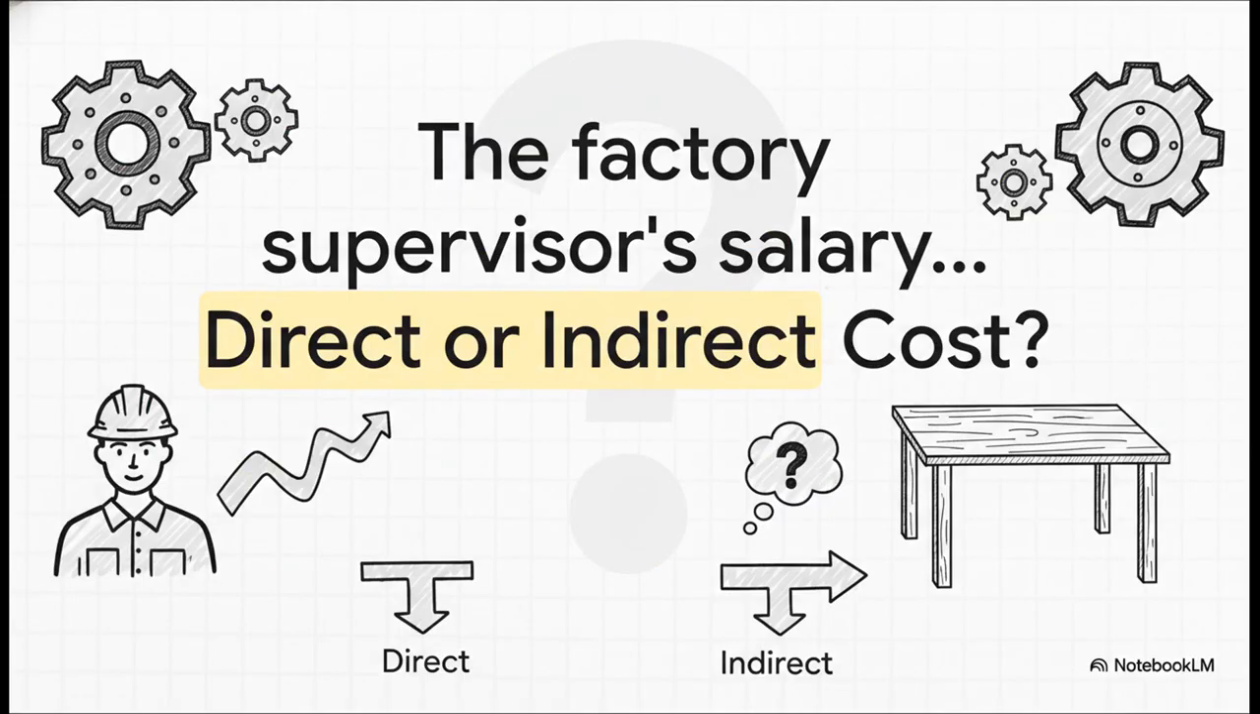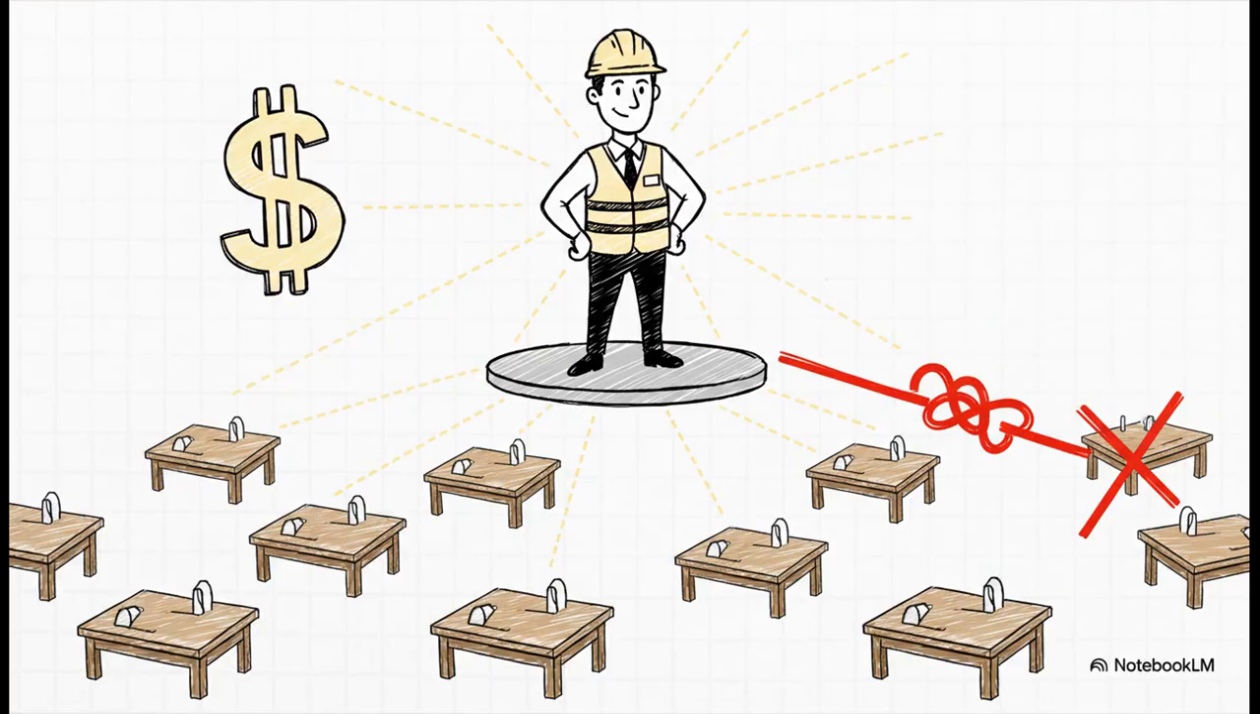All right, pop quiz. What about the salary for the factory's supervisor? They are absolutely essential, right? But is their pay a direct cost that you can trace to our one wooden table, or is it an indirect cost? Just take a second to think about it. Yep, you got it. It's an indirect cost.